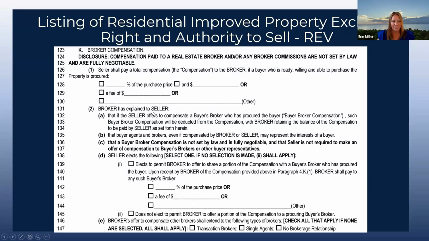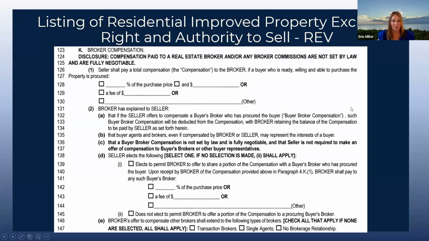We've got those broker explanations to our seller. Review them with your seller. It also has in line 136 the language, that big bold language, that buyer broker compensation, also not set by law, also fully negotiable, and sellers not required to make an offer of compensation to a buyer's broker or other buyer's representative.